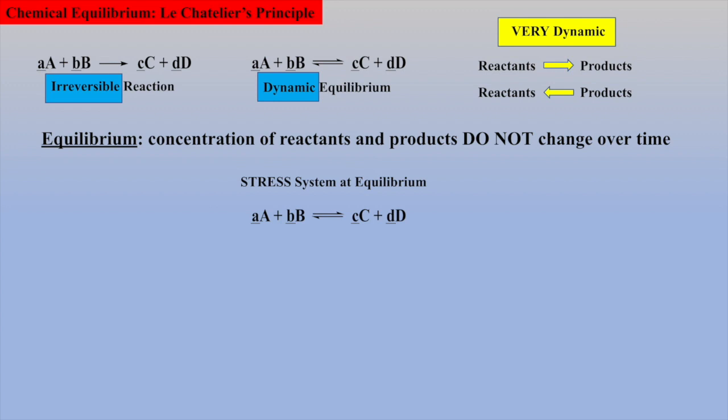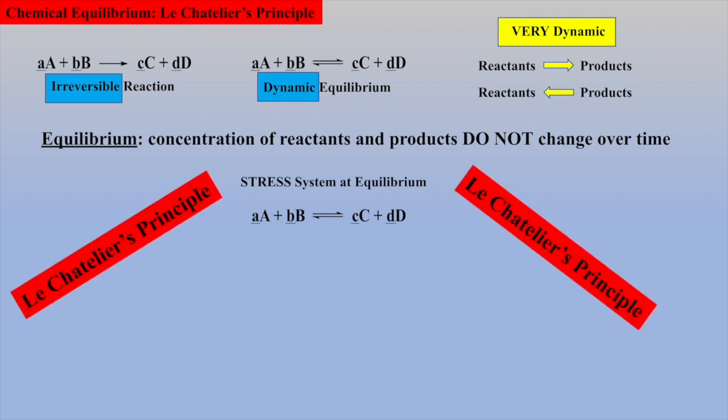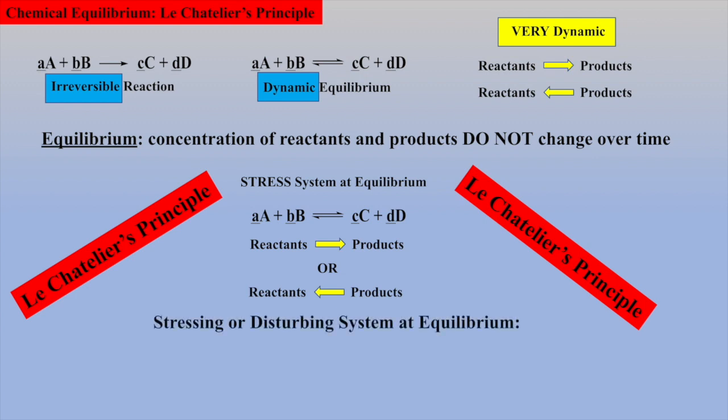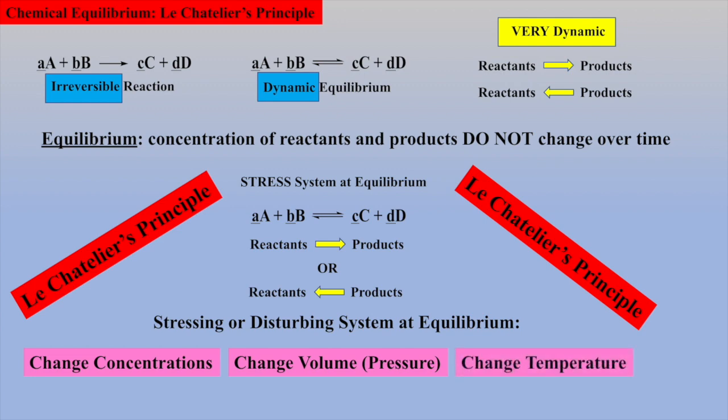If we stress a system at equilibrium, Le Chatelier's principle helps predict how the equilibrium will adjust to the stress. In other words, will the equilibrium shift toward products or shift back toward reactants to reestablish a new equilibrium? Stressing or disturbing the equilibrium is defined by either changing concentrations of reactants or products, changing the volume, which can also be considered to be a change in pressure, or changing the temperature.